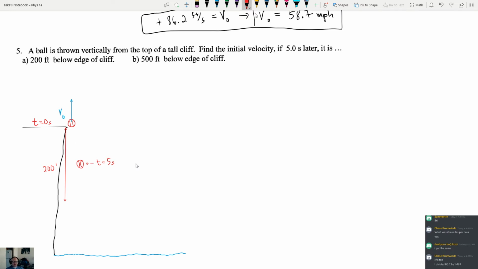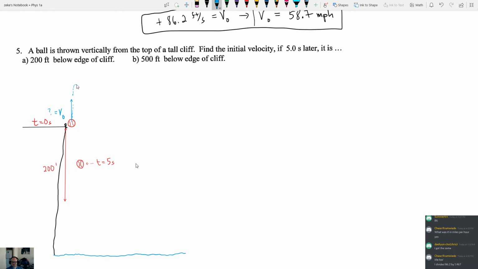Okay, I think that's enough time to at least get acquainted with what's going on here. So we have a ball. It's thrown from the top of a cliff. Maybe there's a little dude down here who's throwing this ball. He throws the ball upwards at an unknown speed. We're trying to calculate what the speed is. We're just going to call it initial velocity. And all we know is that the ball goes up.